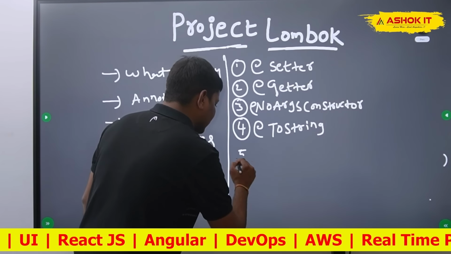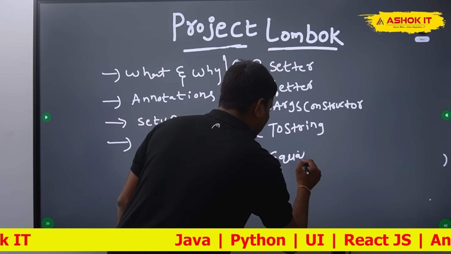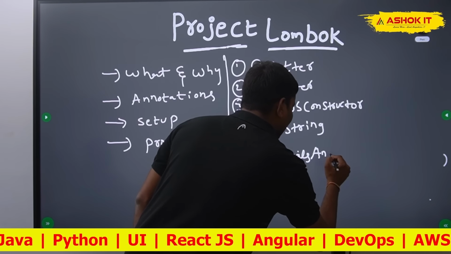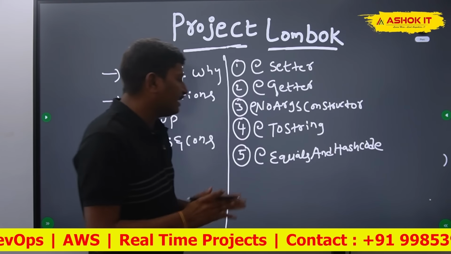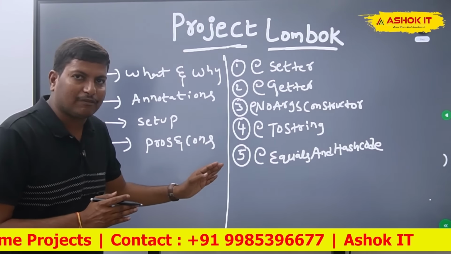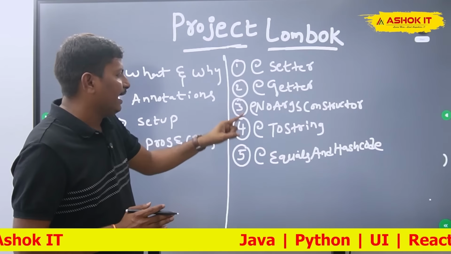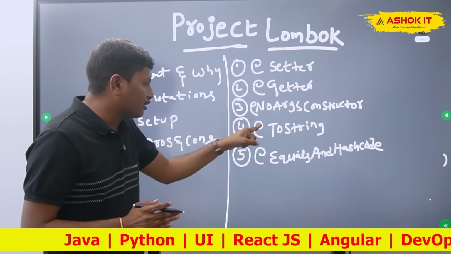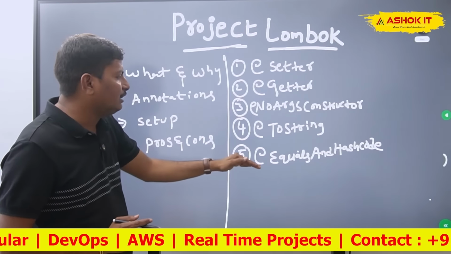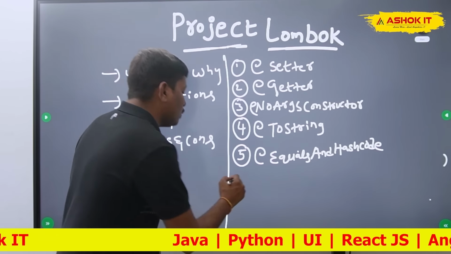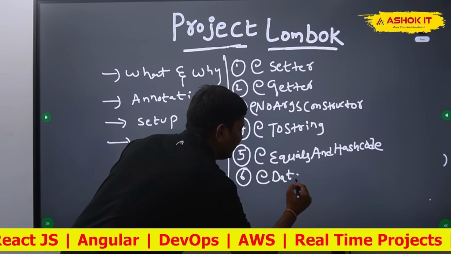And the next one, there is an annotation called @EqualsAndHashCode, which is used to generate the equals and hashCode methods for our Java class. @Setter, @Getter, @NoArgsConstructor, @ToString, @EqualsAndHashCode. So instead of writing all these 5 annotations in the Java class, we can write one simple annotation that is called @Data.